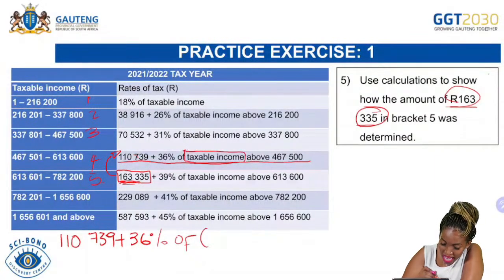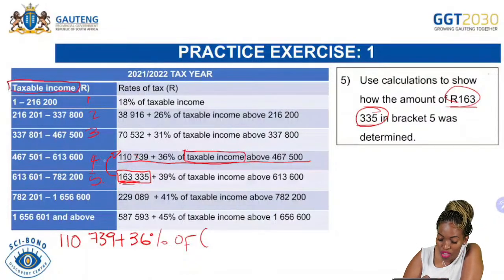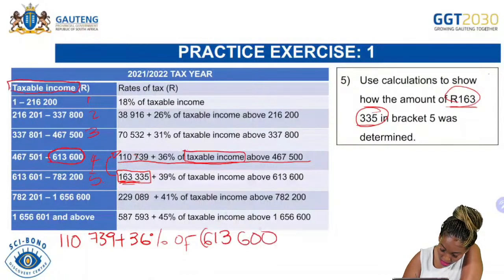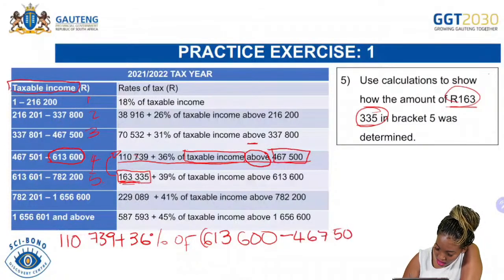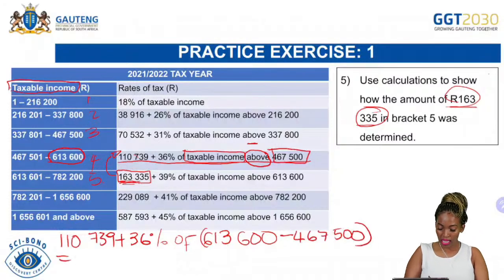You are going to look at the column of taxable income. This is the taxable income, and you are going to take the maximum amount. The maximum amount here is how much? It's 613,600. So you'll say 613,600. When you see the word above, the above means what it means. You subtract. So minus how much? Minus 467,500. Then you close the bracket, and then from here, let's simplify.